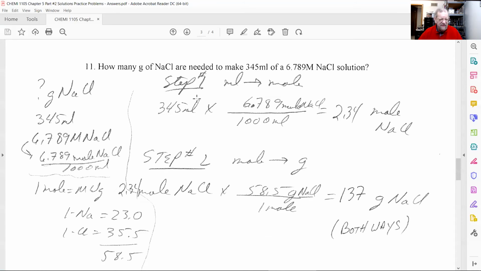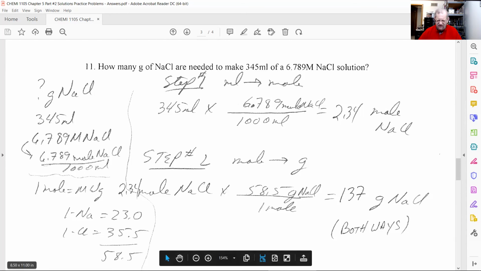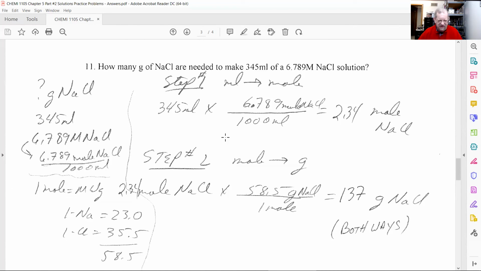So step 1, we want to go from milliliters to moles. Here are milliliters. We want to go to moles of sodium chloride. Use unit analysis. The moles go on top, moles sodium chloride. The milliliters go underneath. Where do I get these numbers? From this number, molarity, capital M. Remember, moles of solute per 1,000 milliliters. And therefore, this is 6.789 moles of sodium chloride per 1,000 milliliters.